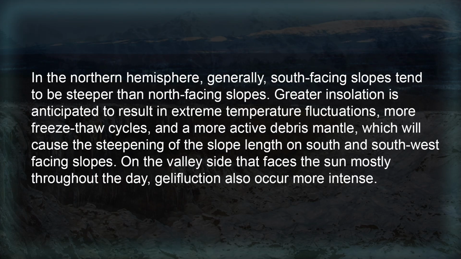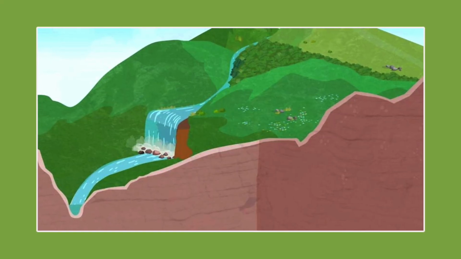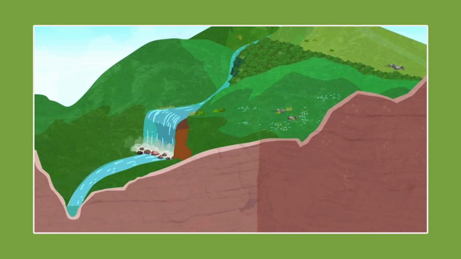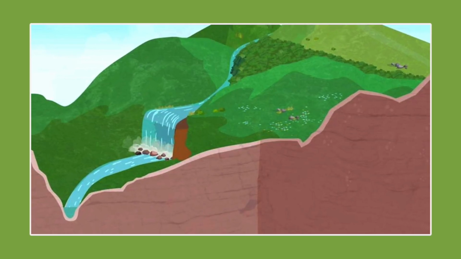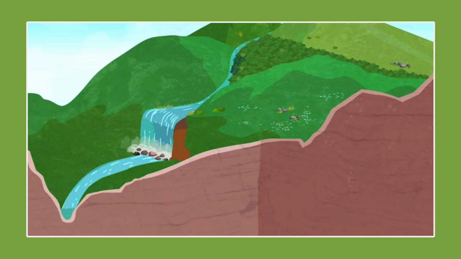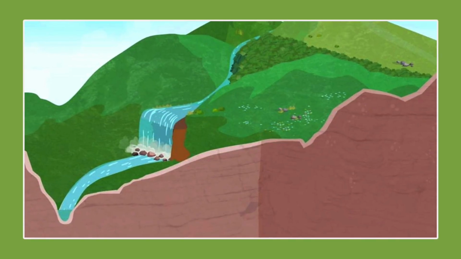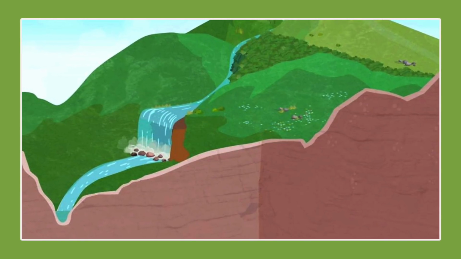On the valley side that faces the sun mostly throughout the day, gelifluction also occurs more intensely. As a result, the shaded side remains cooler, less prone to gelifluction, and develops steeper slopes. In addition, rivers are forced to preferentially erode and steepen their north facing valley walls due to the abundant colluvium from the south facing slopes. Cryoplanation terraces.